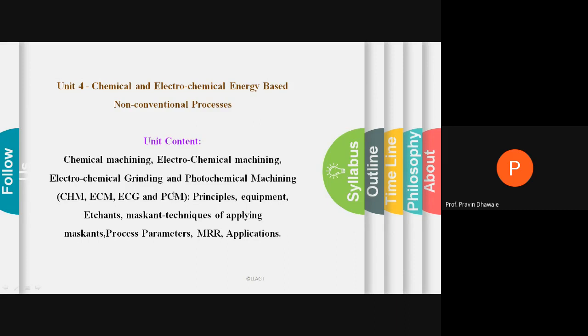Again, you have to study each process along with its working principle. What equipment is used? When you are carrying out photochemical machining, you require etchants and certain kinds of maskant. What is the technique to apply the maskant on the workpiece? What are the different process parameters that affect the performance of the machining process? What is the MRR, meaning material removal rate? What is the effect of these process parameters on material removal rate? And last, where these processes are to be used, which kind of material, and where such processes are applicable.